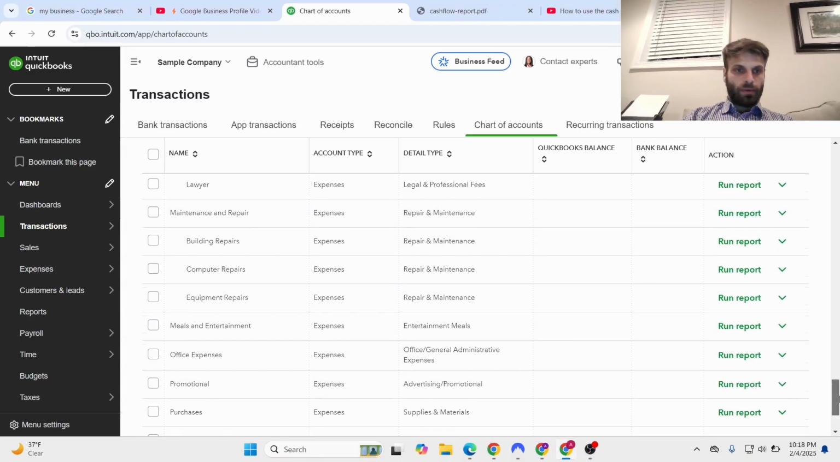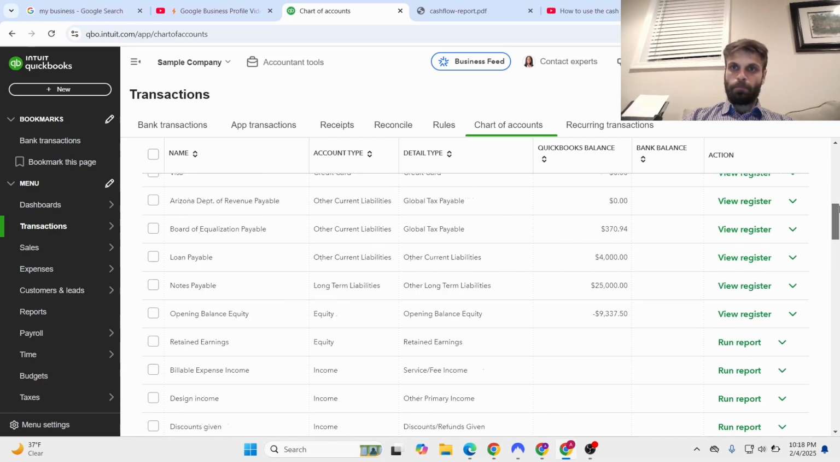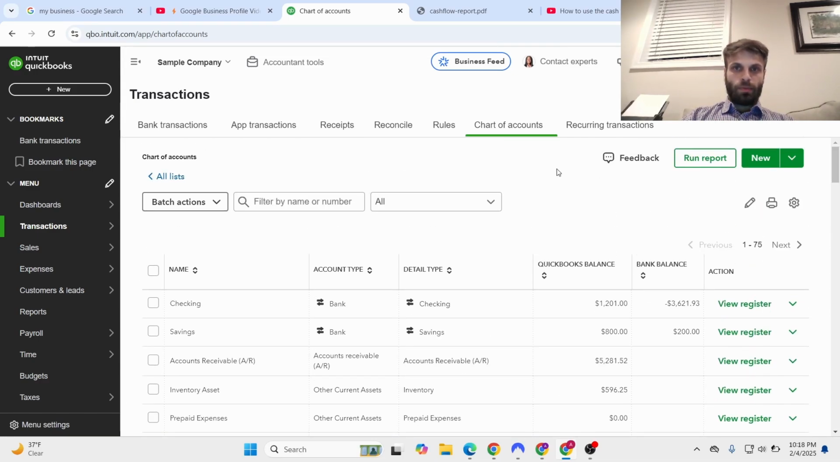Yeah. So just looking through this, I thought it would be good just to show you guys what a chart of accounts looks like. So yeah, try to keep it as organized as possible.